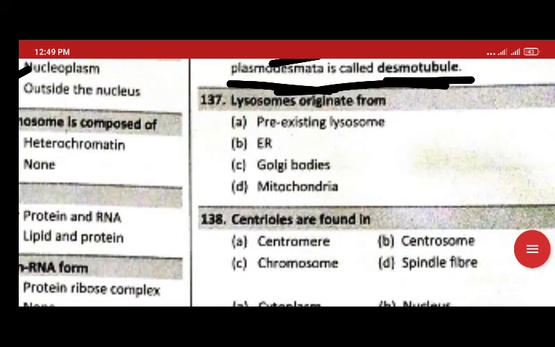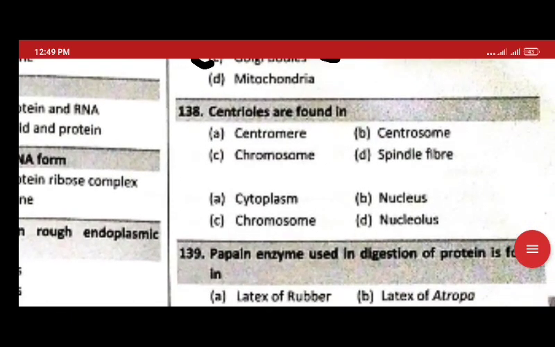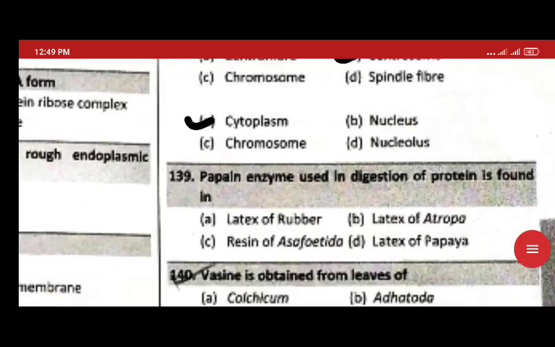137, lysosome originated from what? Golgi bodies and ER. So the main one is Golgi bodies. Now 138, centrioles are found in what? Centrosome and cytoplasm. So option B.